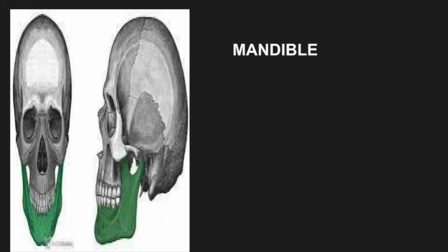Mandible. It forms the lower jaw of the skull. The joint between the mandible and the temporal bones of the neurocranium is known as the temporomandibular joint, and it forms the only non-sutured joint in the skull.